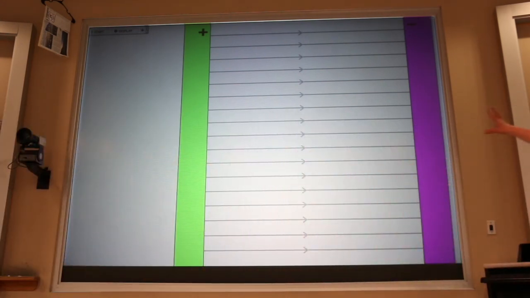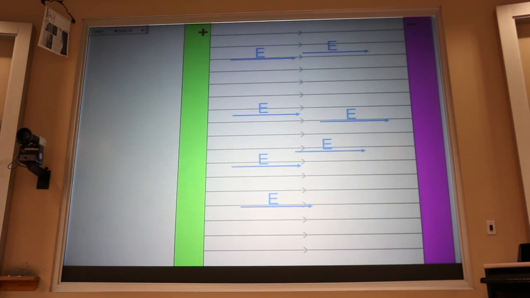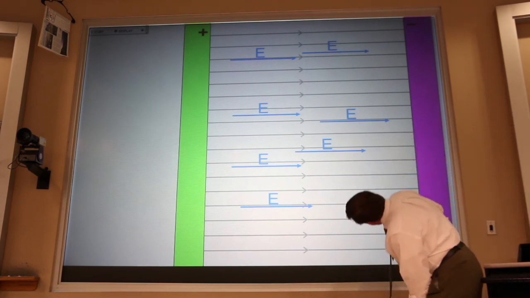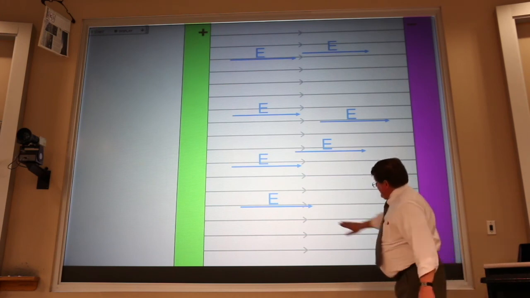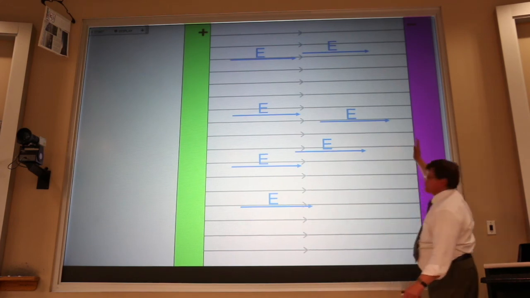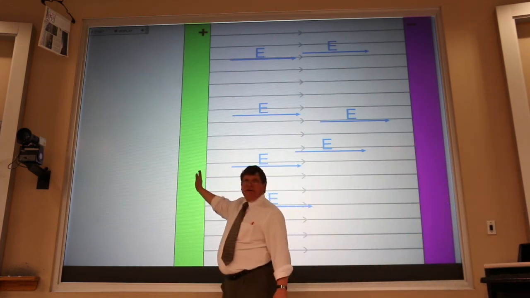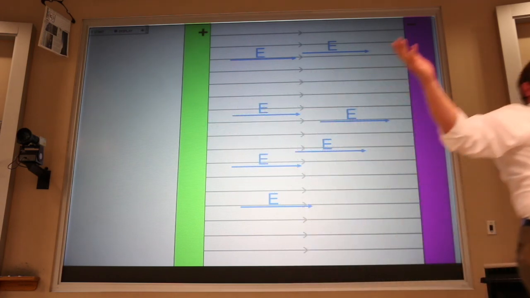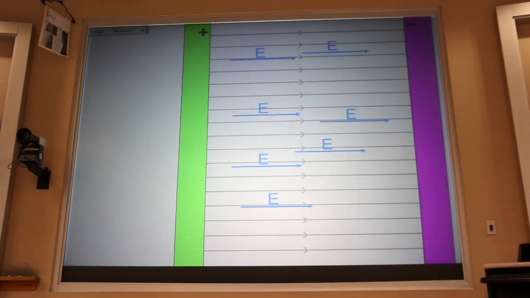Now, between these plates, the electric field is going to be the same size everywhere. And it's always going to be pointing from the positive plate to the negative plate. Now, folks, tip your head. Instead of electric field, think of that as a gravitational field. Think of this as the bottom of the cliff and this is the top of the cliff. It's the same problem. Only instead of a gravitational field pointing towards the bottom of the cliff, it's an electric field.